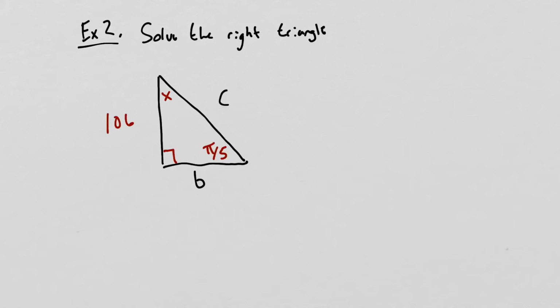In this problem, we want to find the side of length C, the side of length B, and also the angle x. One thing that we know about triangles is that the sum of the angles of a right triangle is pi.